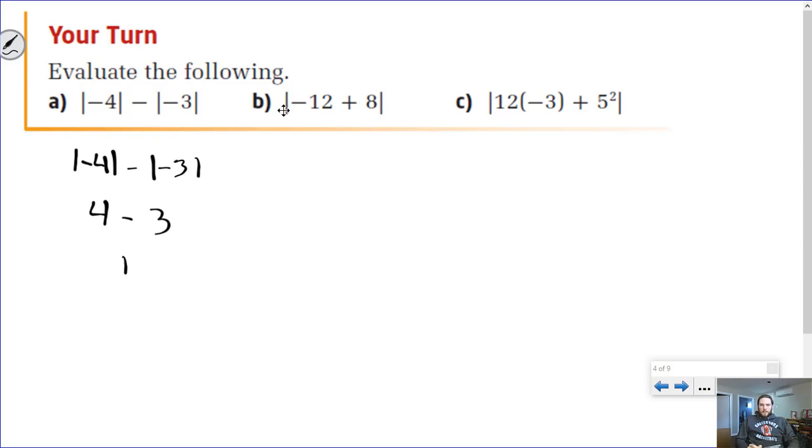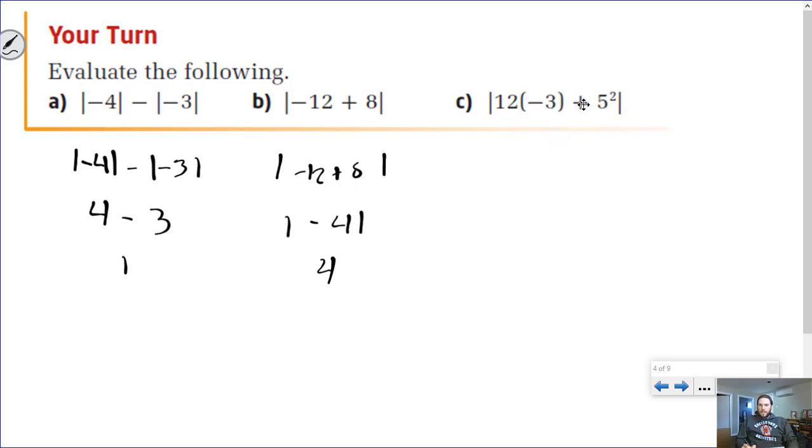All right, let's take a look at question B now. So again, absolute value brackets here, but we have to perform the operation inside first. So we're going to say negative 12 plus 8. When we do that operation, negative 12 plus 8, we get the absolute value of negative 4. And what is the absolute value of negative 4? Well, it's positive 4.